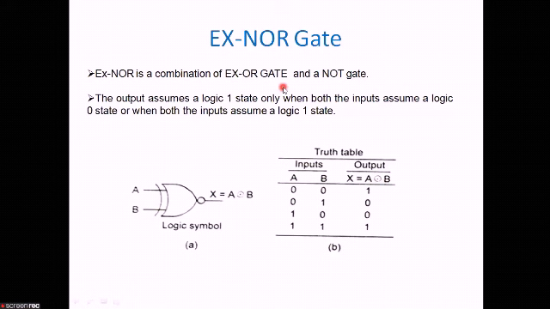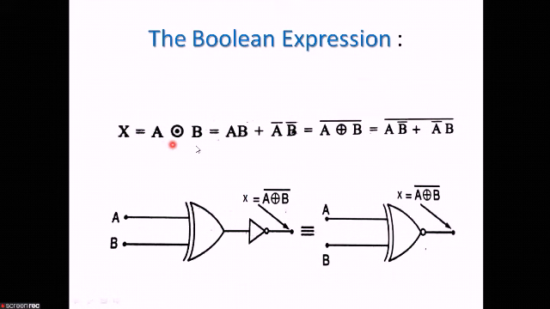Now this is the Boolean expression. See here, X is equal to A XNOR B. This is the symbol of XNOR. So here we can write it as AB plus A bar B bar. Now this can be written as A XOR B whole bar. So this is A B bar plus A bar B whole bar. So here bar means there will be an inverter.